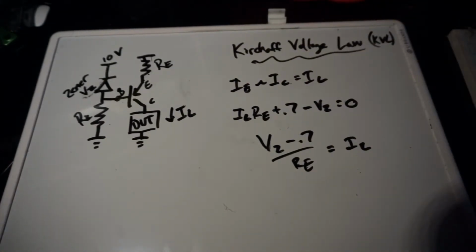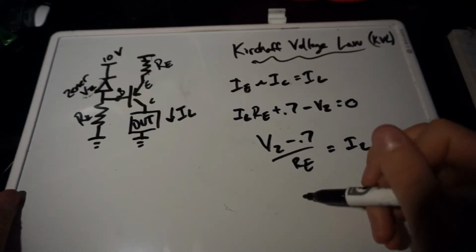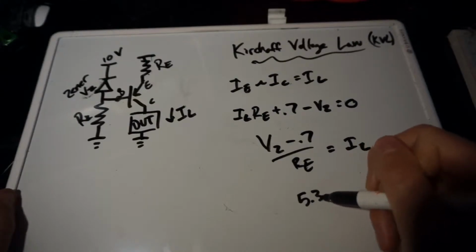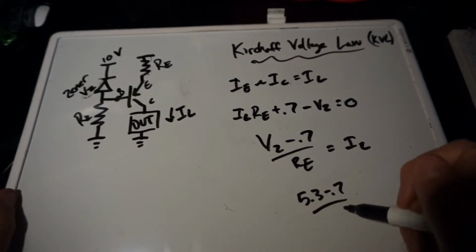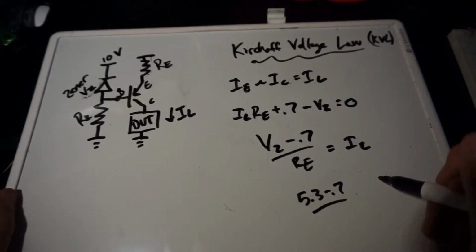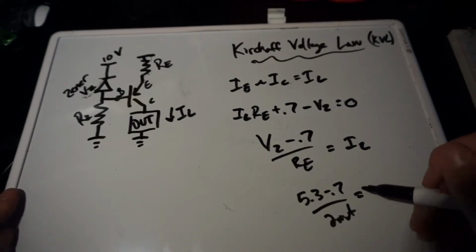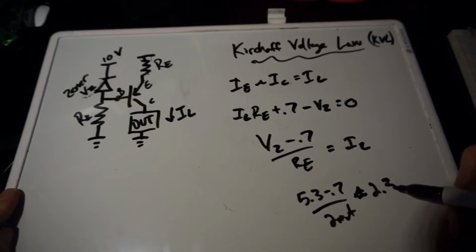And so I guess we'll go ahead and show that if VZ is about 5.3 minus 0.7, we want to set this to about 2 milliamps. So we'll say 2 milli here. It should be about 2.3 K.